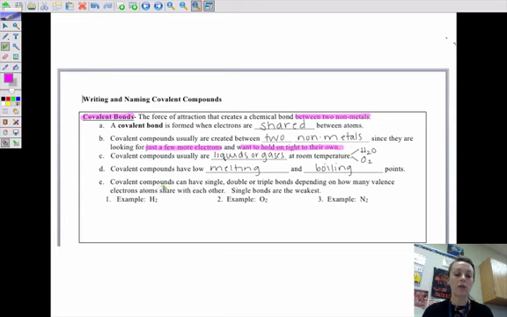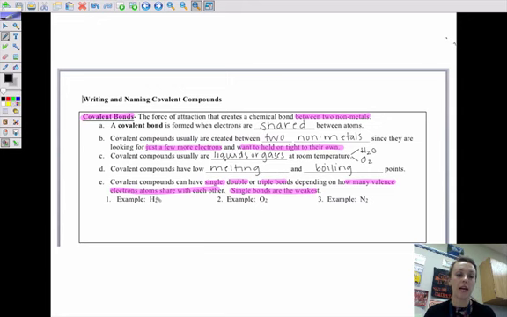Now, covalent compounds and some ionic compounds can have single, double, or triple bonds depending on how many valence electrons atoms can share with each other. It's important to remember that single bonds are the weakest. At this point, we're also going to teach you how to diagram the electron sharing between two atoms.